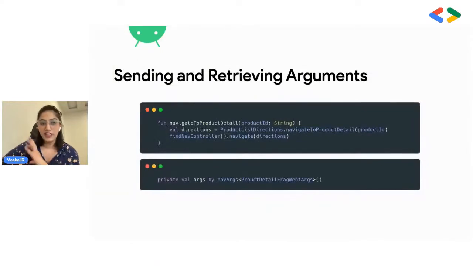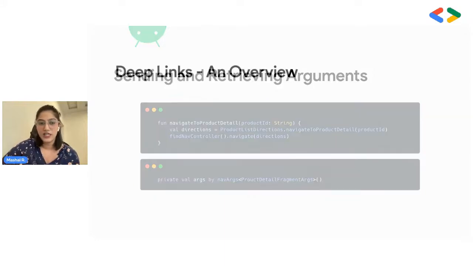To send and retrieve arguments, this is how it's done. You define directions, which is the action you're going to take, and send the data as part of the method argument. And then on the other side, in the destination fragment, you can retrieve that argument through NavArgs. This is how easy and simple it is to send and retrieve data using Safe Args.